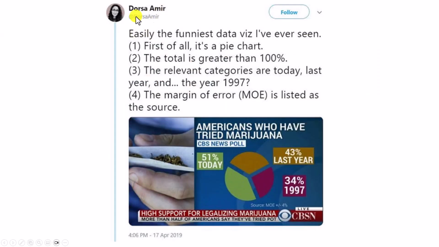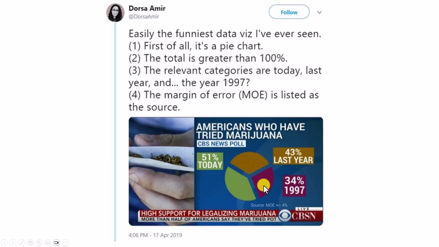Here is, I'm not sure who this person is, but they had a tweet about this back in 2019. They said, first of all, it's a pie chart. Second of all, the total is greater than 100%. And third, the relevant categories are today, last year, and the year 1997. So kind of criticizing why the big gap in the years there. And I'm not sure if anyone caught this, but the margin of error, MOE, is listed as the source. The source is supposed to be where you got your data from, not your margin of error. So that doesn't really make a lot of sense as a source, right?